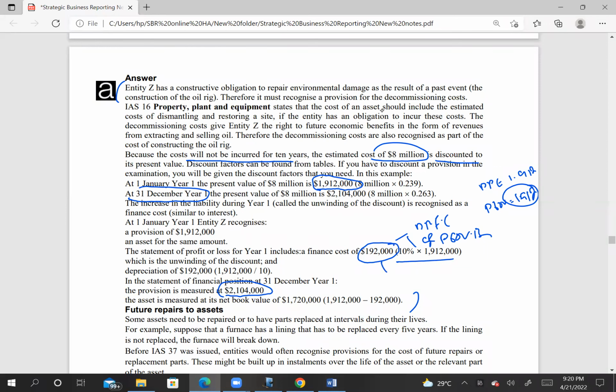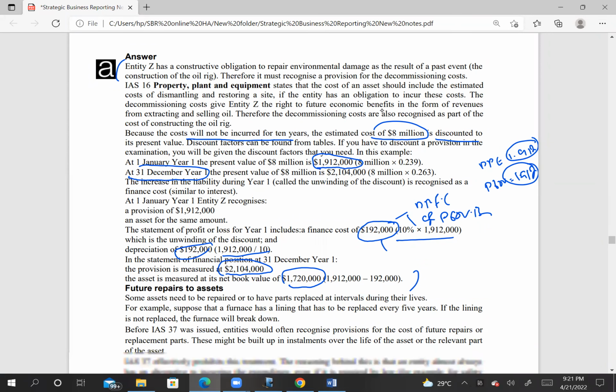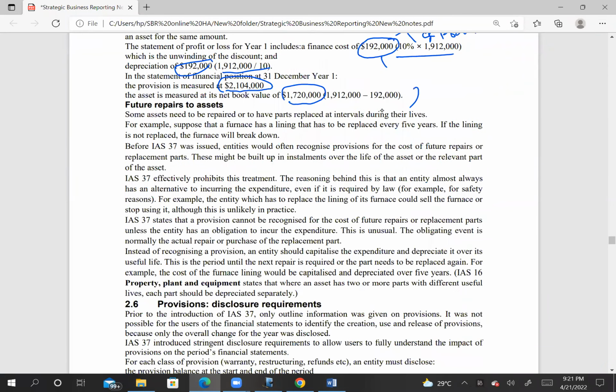The part of the cost of the provision which is recognized as part of the property, plant and equipment will be depreciated over 10 years, giving the depreciation per year. So at the end of the year, the carrying value of the property, plant and equipment relating to dismantling cost will be 1.720 million. This is a typical example from the FR paper for decommissioning cost, for dismantling cost. Regarding future repair of the asset, we discussed that no provision will be recognized for future repairs or future operating costs.